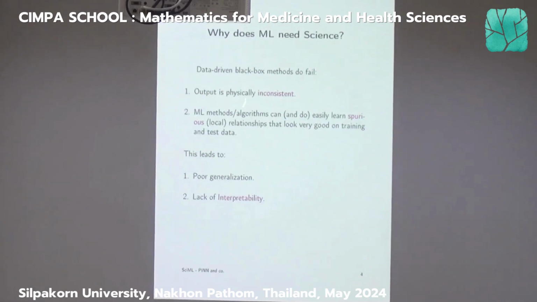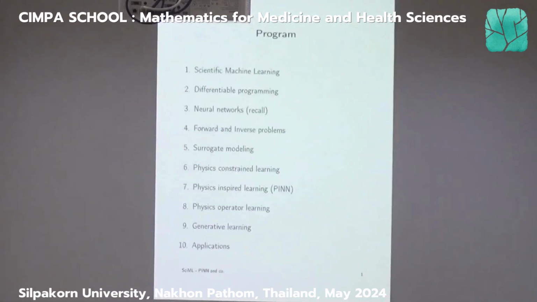Machine learning methods and algorithms can and do very easily learn what's called spurious or local relationships that look very good on training and eventually even on test data. The problem is they do not generalize very well and they lack interpretability. If I have a very important critical application, the machine learning I'm going to use with neural networks is not at all interpretable. It's very difficult to interpret because it's a huge box with millions and millions of things going on and nobody can understand if I've made a good blend.